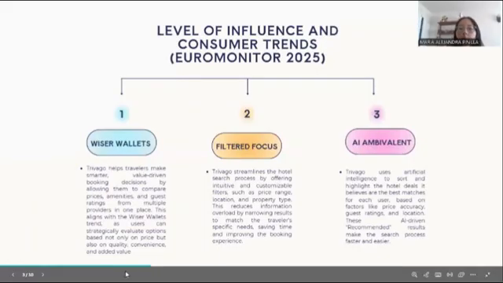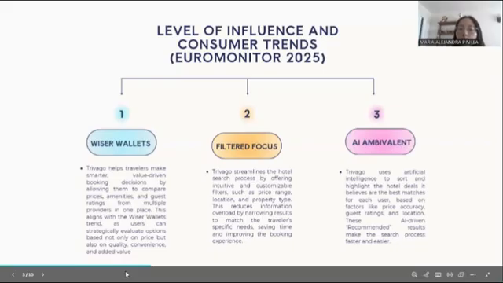So now I'm going to talk about the levels of influence and consumer trends based on Euromonitor 2025. These three that you see here are the ones that Trivago applies. The first one is Wizard Wallet, which is about the consumer who is now spending more strategically and consistently due to the economic situation and inflation.